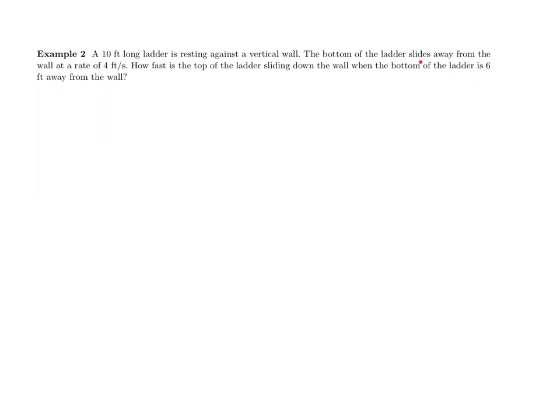The bottom of the ladder slides away from the wall at a rate of 4 feet per second. How fast is the top of the ladder sliding down the wall when the bottom of the ladder is 6 feet away from the wall? That's a very wordy problem.